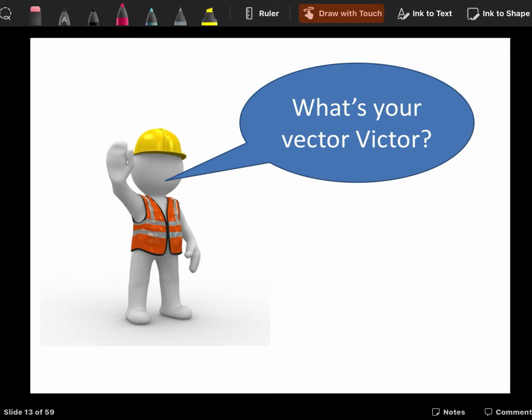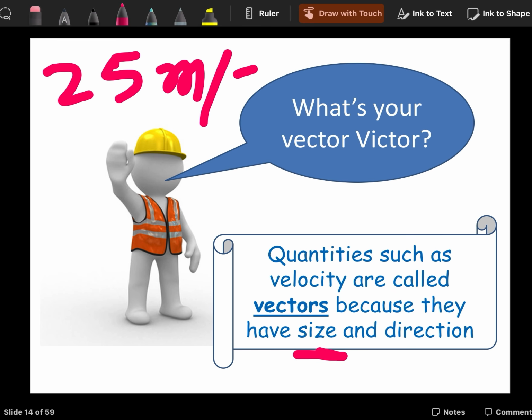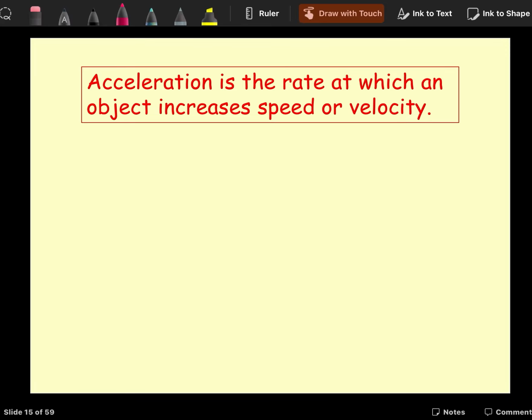Okay, what is vector? Basically vector means quantities such as velocity are called vectors because they have two things, size and direction. Size, like I write here 25 meter per second, this is the size of the velocity, and direction, suppose I write here north. I hope this spelling is okay. Okay, now we come to the acceleration.